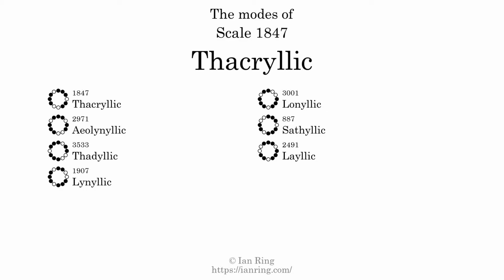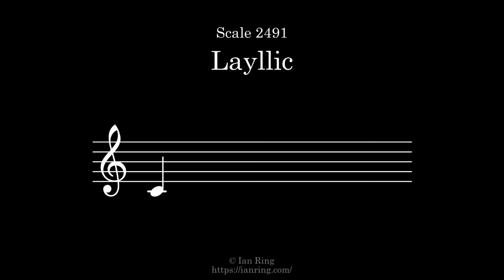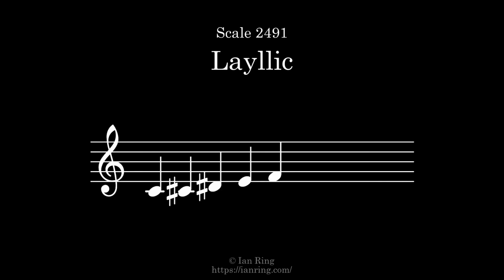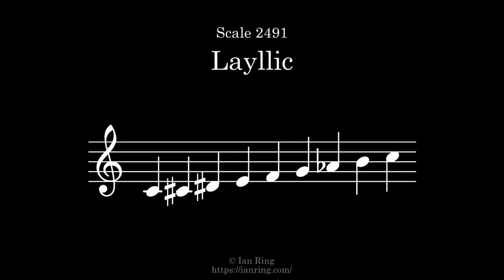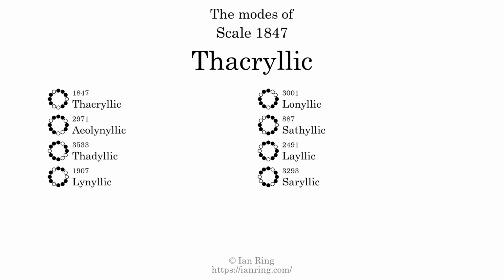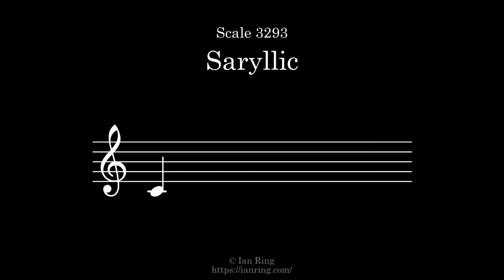The seventh mode is scale 2491, also known as Thacryllic. It sounds like this. The eighth and last mode is scale 3293, also known as Thacryllic. It sounds like this.